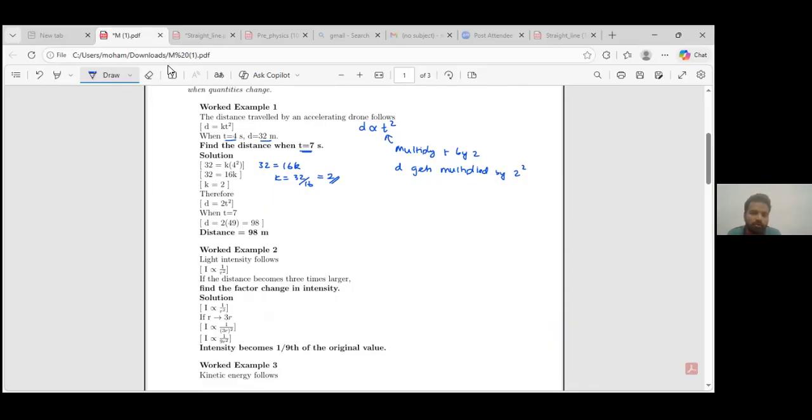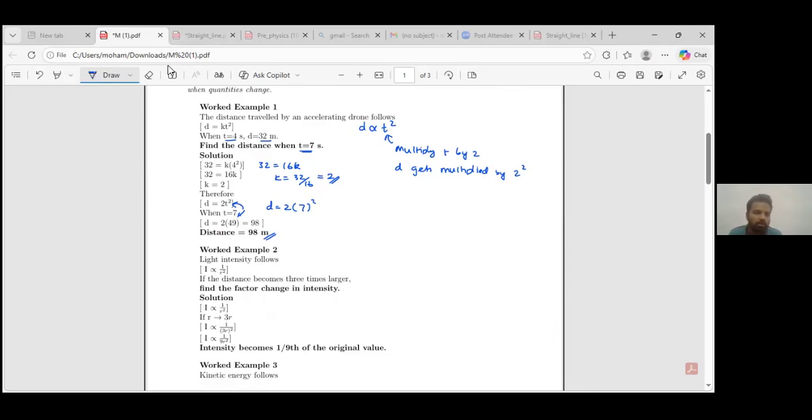Now we can rewrite the expression d equals k t squared. Now we know the value of k, so I can put 2. So d equals 2t squared, and when t equals 7, I can plug that into this expression. So d equals 2 times the square of 7. The square of 7 is 49, so 2 into 49 is 98. So the answer would be 98 meters.